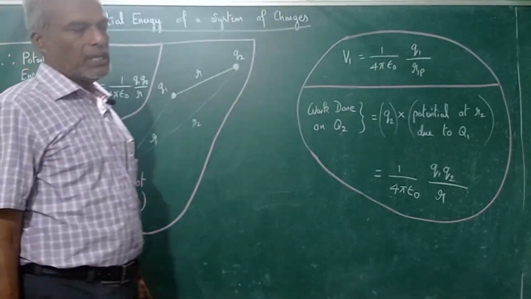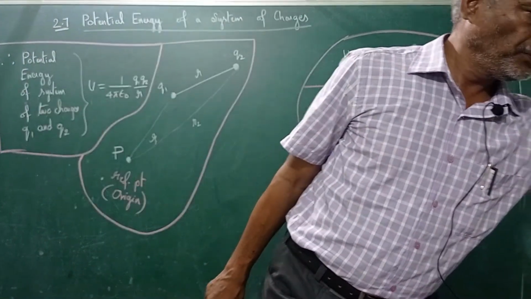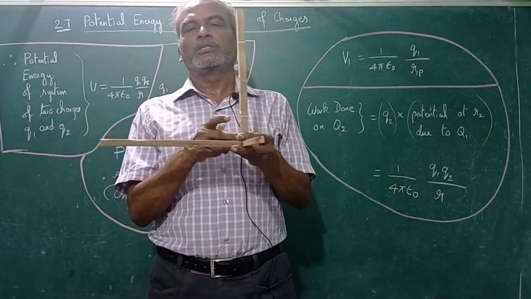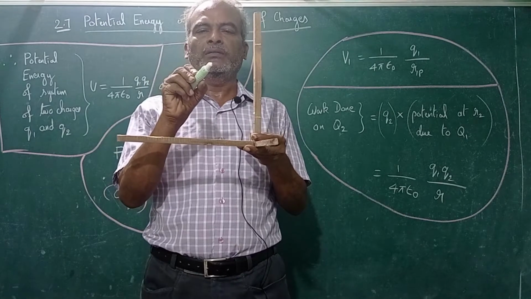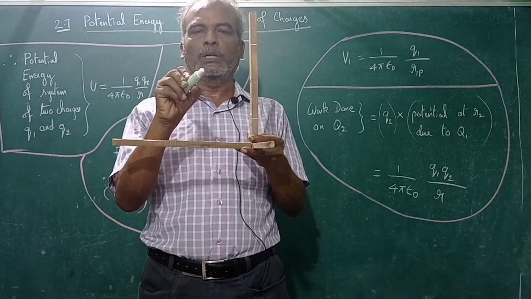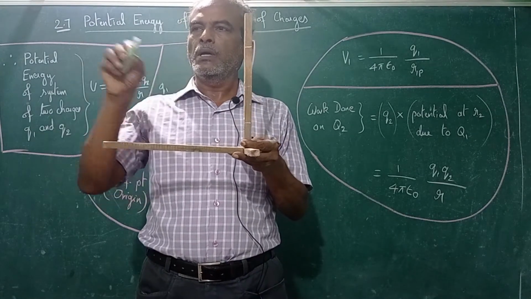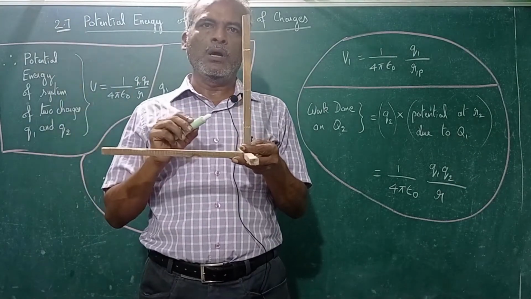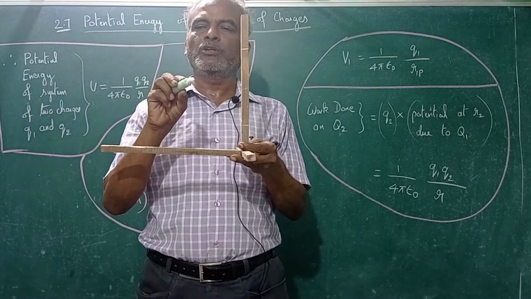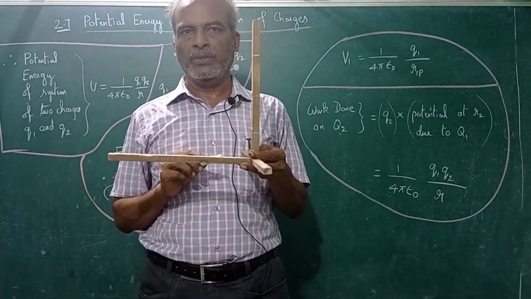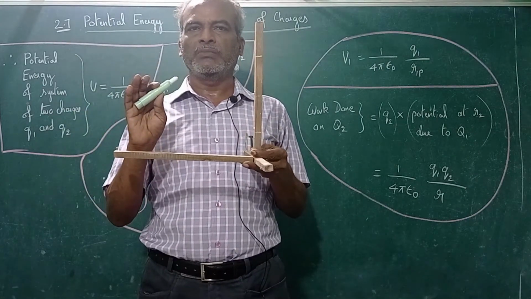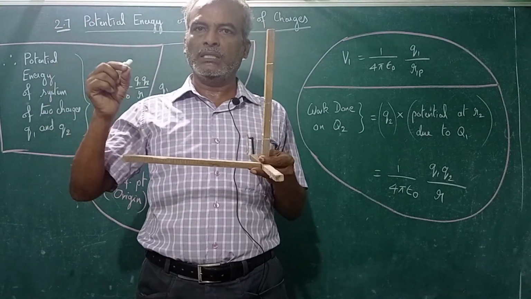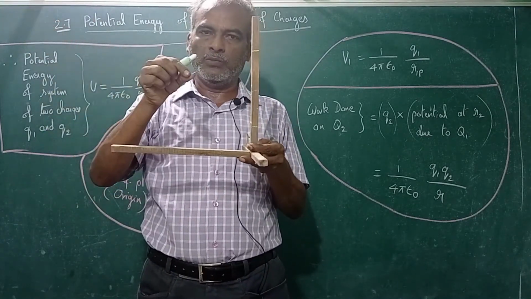So the idea is, this is origin. So you have a point here, charge q1, the distance we know r1, and another point q2, the distance we know r2, and the distance between q1 and q2 is r. Now first initially assume that we are bringing a unit positive charge from infinity to this point.